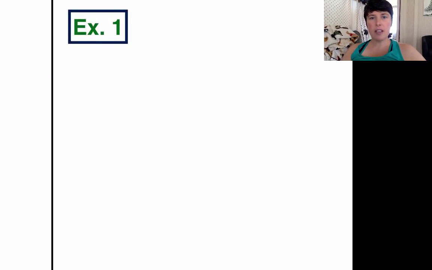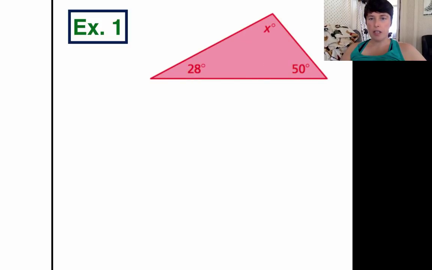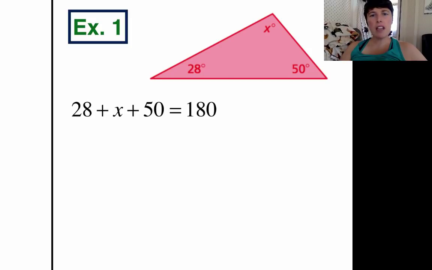So here is our example one, our first problem. In example one, we've got a triangle that looks like this. It's been measured with a protractor. One of the angles is 50 degrees. The other angle is 28 degrees. And then we have a mystery angle of x degrees that we don't know. But we can easily solve for x. We know all three angles have to add up to 180. So the 28 plus the x plus the 50 all have to equal 180.